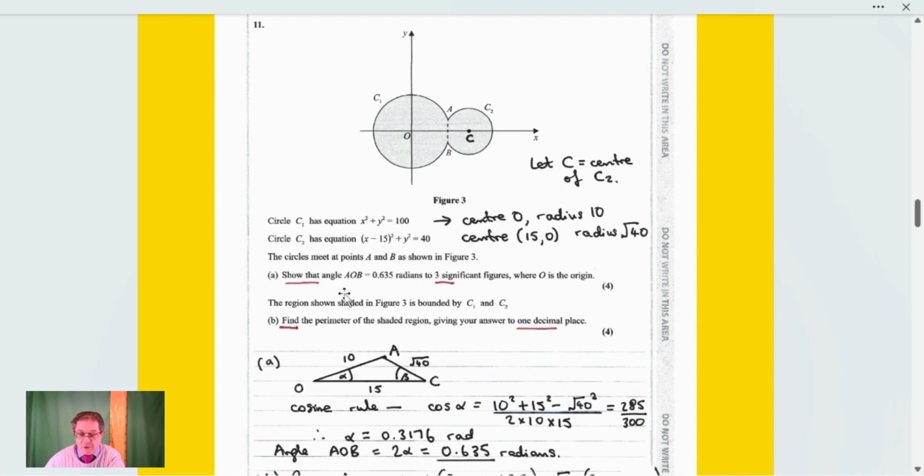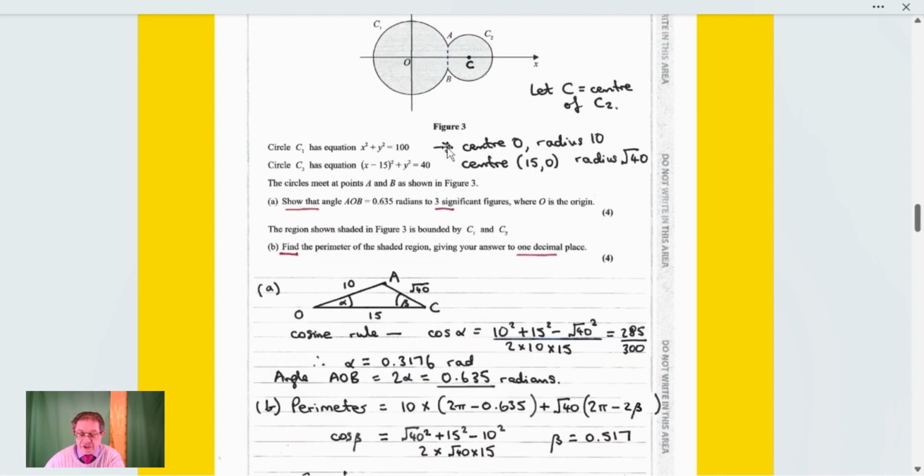Now, there are actually 2 sensible ways to deal with this. One is to find where the circles intercept, that is points A and B, and use that with some trigonometry. The other is to do what I've done here, which is to use the cosine rule. I know that the radius of C1 is 10, because 100 is 10 squared, so OA is 10.